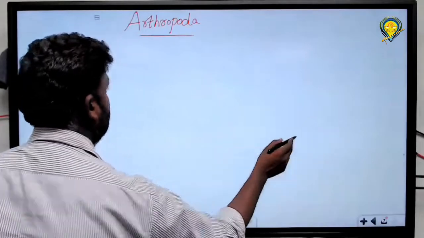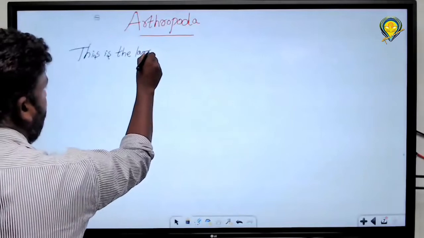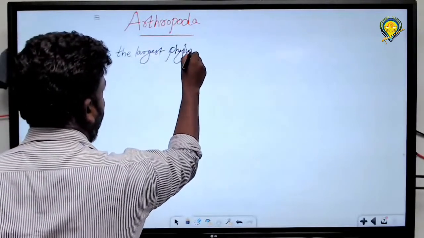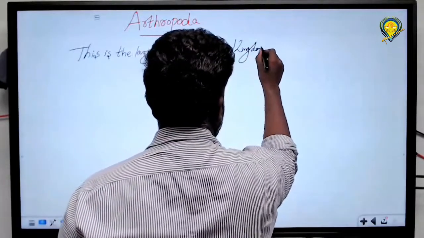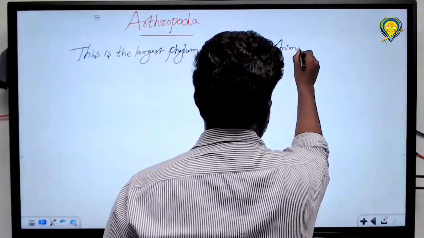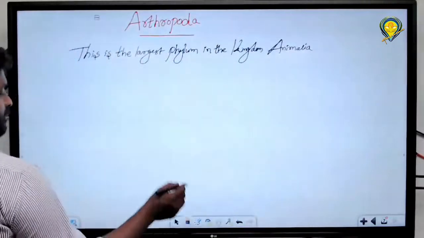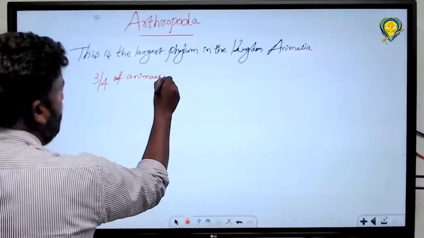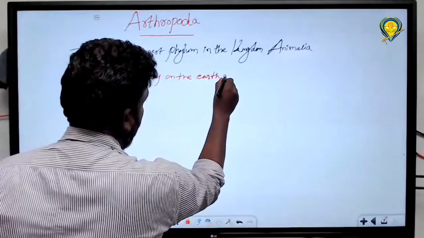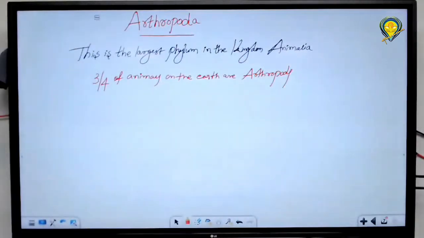So please read it. This is the largest phylum in the kingdom Animalia. Because of why? Because 3/4 of the animals on the earth are arthropods, right or wrong? Right? And next one.